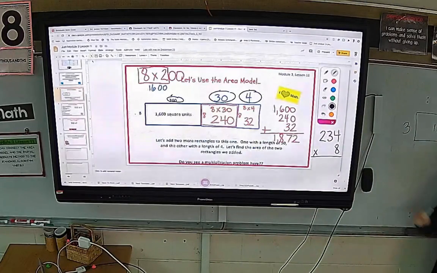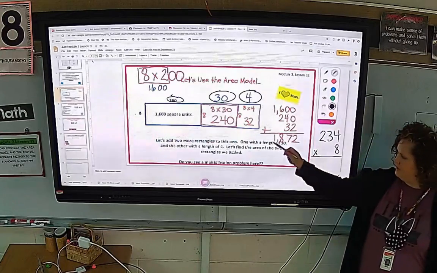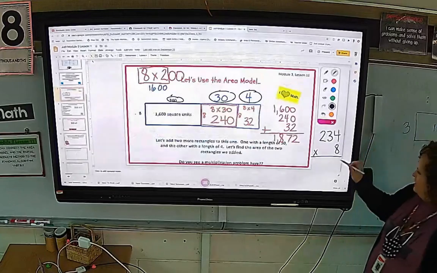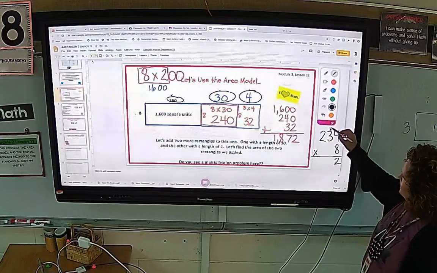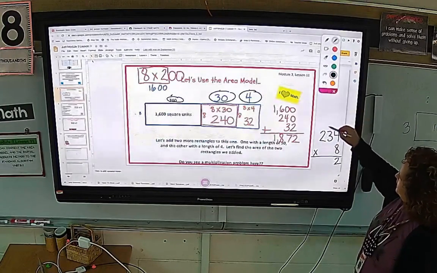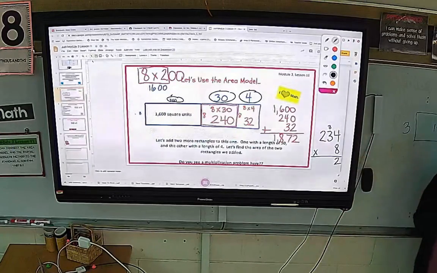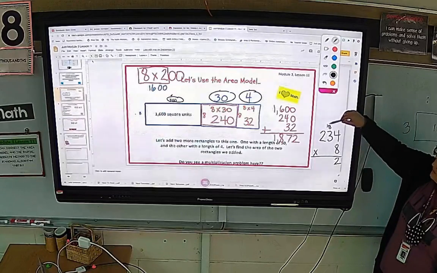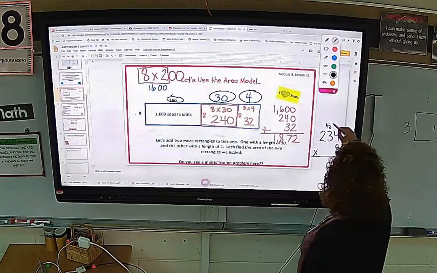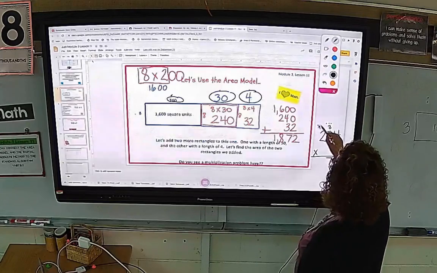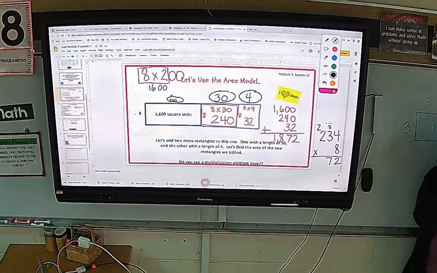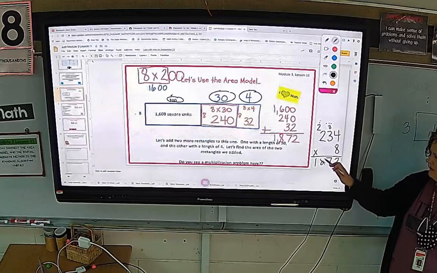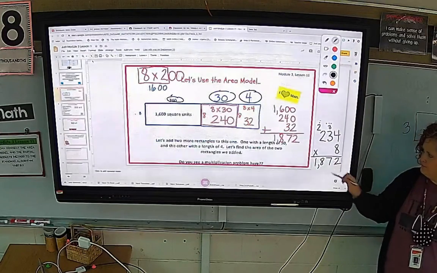Okay. Now let's use the standard algorithm and see if we got the same answer. 8 times 4 is 32. We said that a minute ago. We'll put the 2 and carry the 3. 8 times 3 is what? 24. 24 plus 3 more. 27. 25, 26, 27. Put the 7, carry the 2. And 8 times 2? 16, 17, 18. 1,872. Okay.